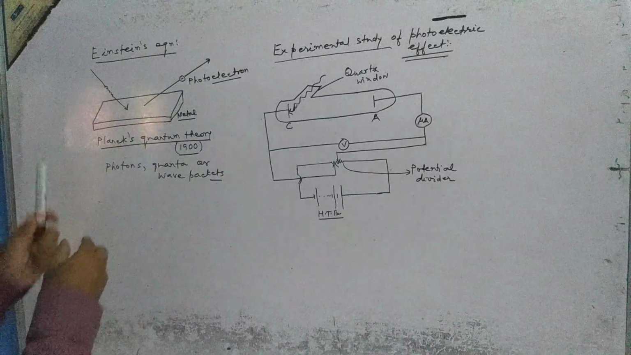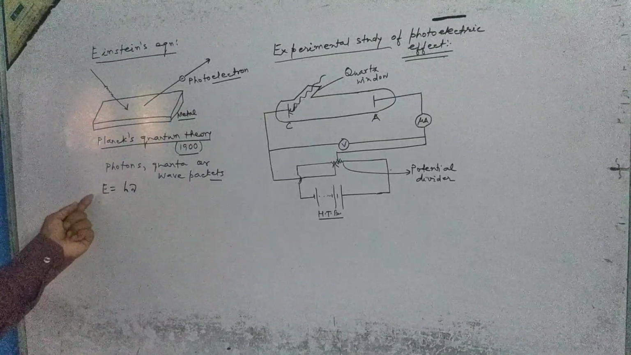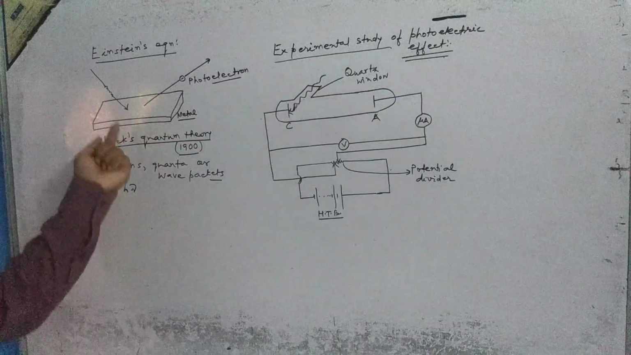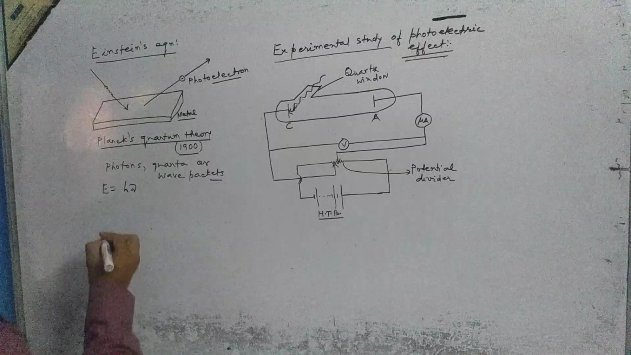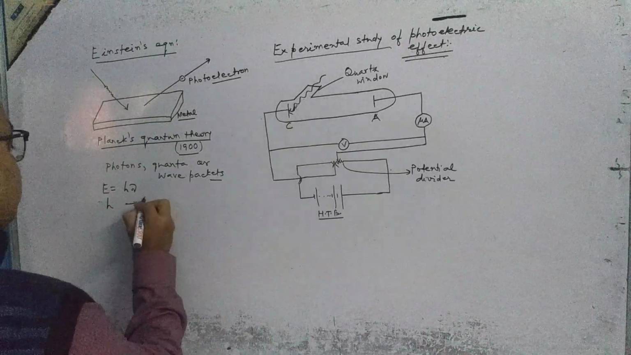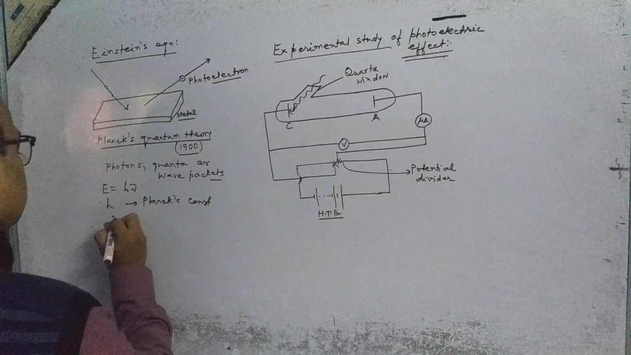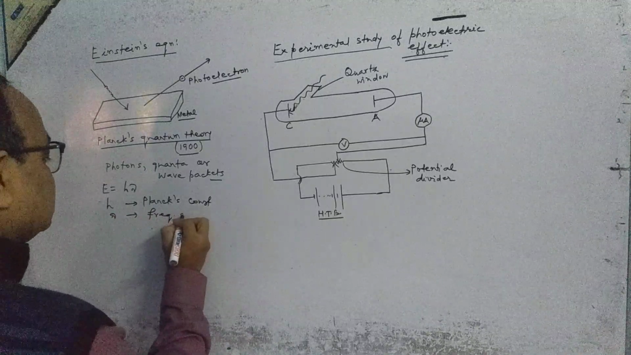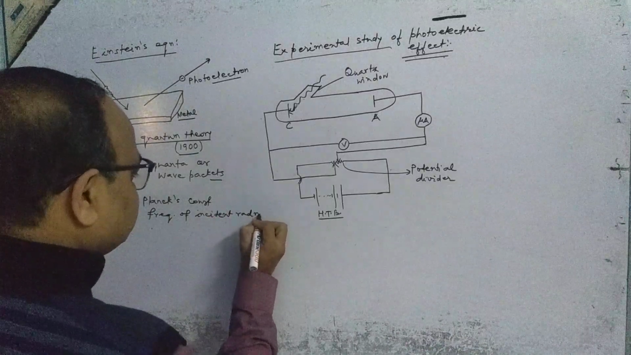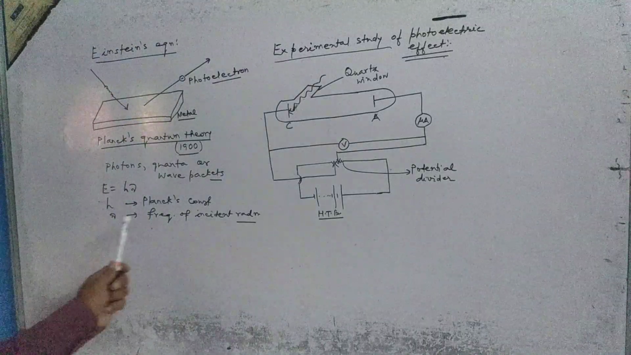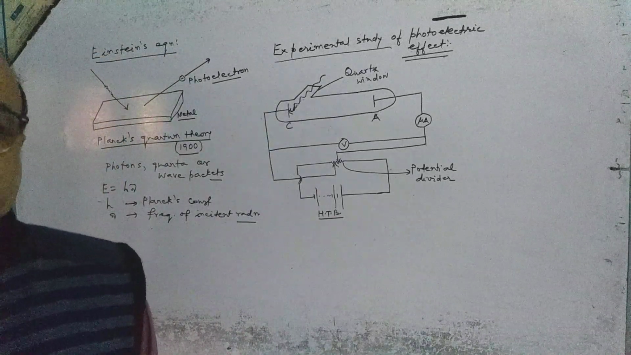The energy of this radiation is given by E is equal to h nu. E is the energy of the radiation, where h, I think all of you know, is called Planck's constant, and nu is the frequency of the incident radiation. This was the explanation given by Max Planck in the year 1900.